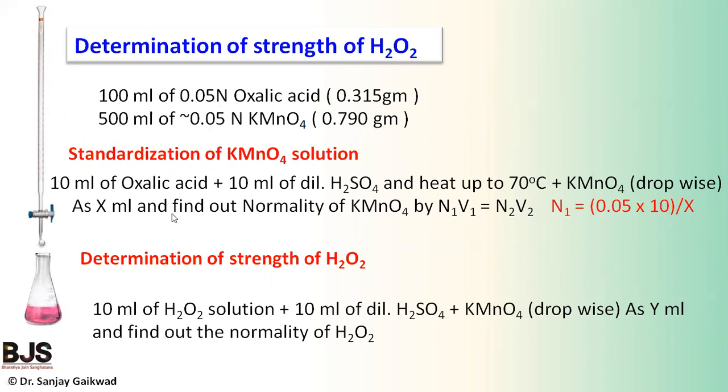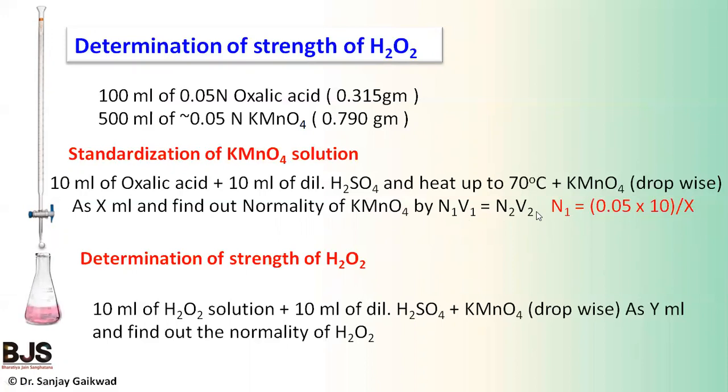Now for standardization of KMnO4 solution with the help of oxalic acid, to 10 ml of oxalic acid we have to add 10 ml of sulfuric acid, then heat or warm it up to 70 degrees Celsius, and then add the KMnO4 drop by drop from the burette, and the end point is the change from colorless to pink color. When you are adding the KMnO4 from the burette, it gives the pink color, and after shaking it disappears, and when it gives a permanent pink color, then we have to measure the volume of KMnO4 required for reaction with the oxalic acid, and from this we can calculate the exact normality of the KMnO4.